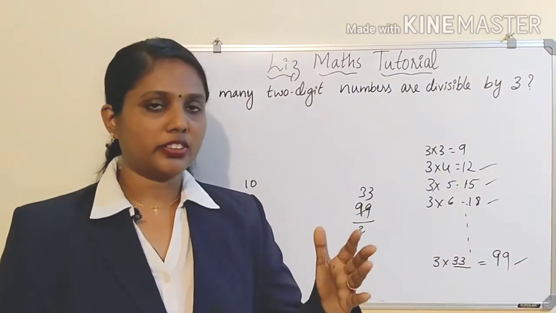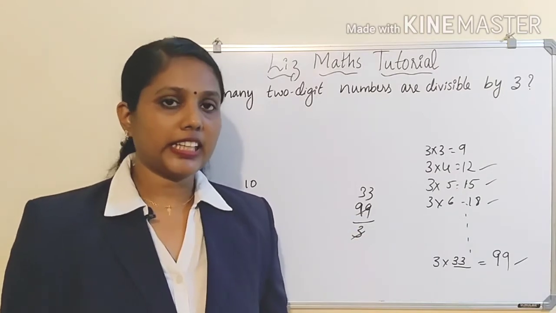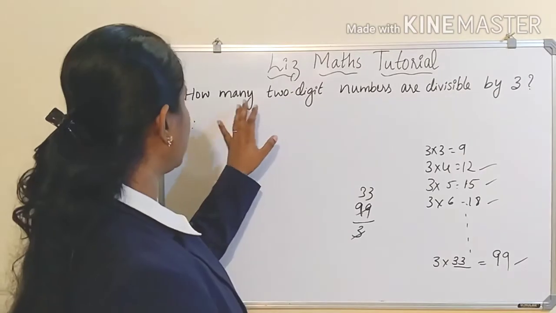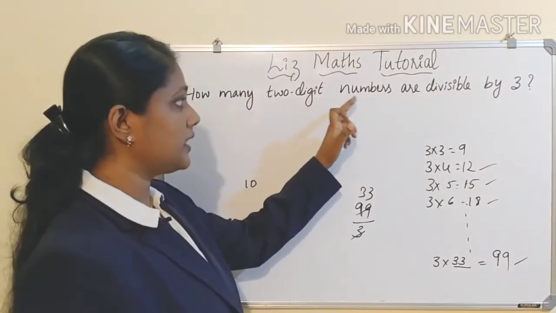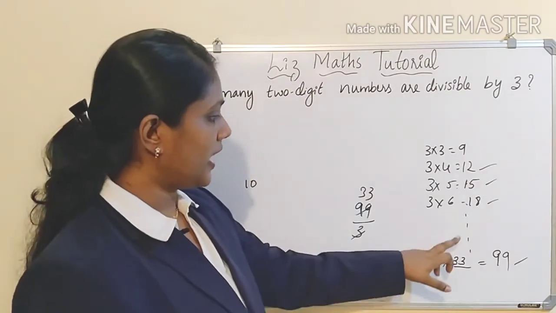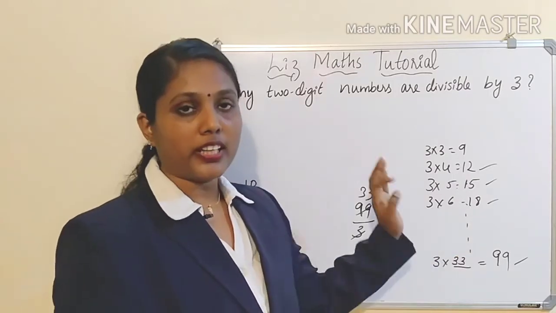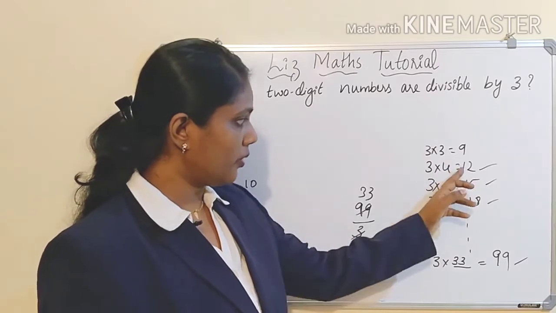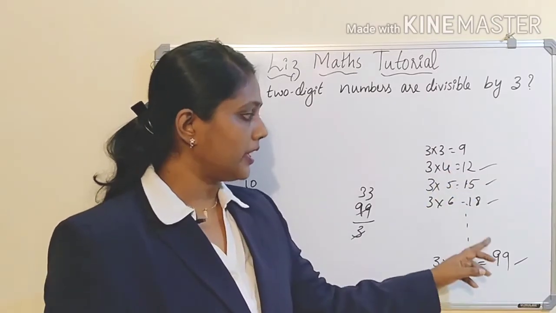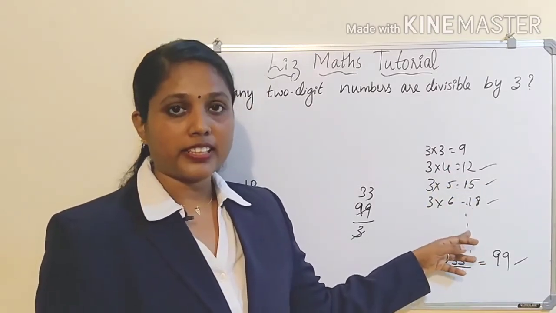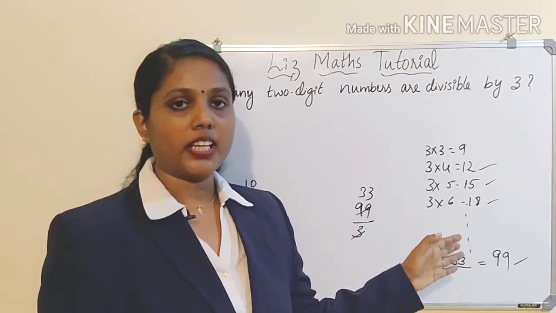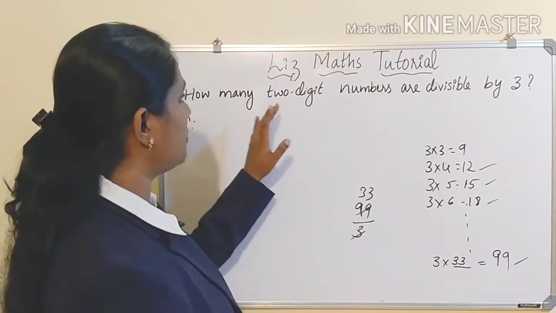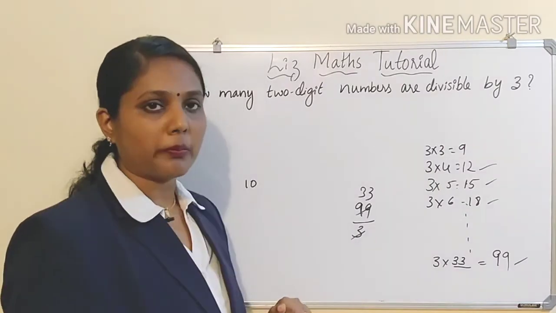You know that after 99 comes 100, and after 100 there are 3-digit numbers, isn't it? So here we want up to 2-digit numbers, because it is clearly asked how many 2-digit numbers we have to find out. I have written "so on" in between, but how many there are we don't know. Here you can see only the first 4 numbers, and in between there are numbers divisible by 3, but we don't know how many. So how to find out how many 2-digit numbers are divisible by 3?